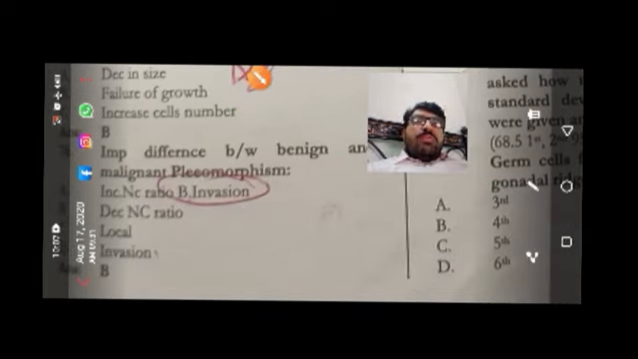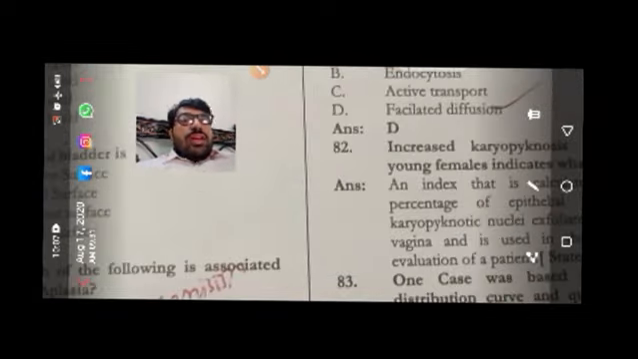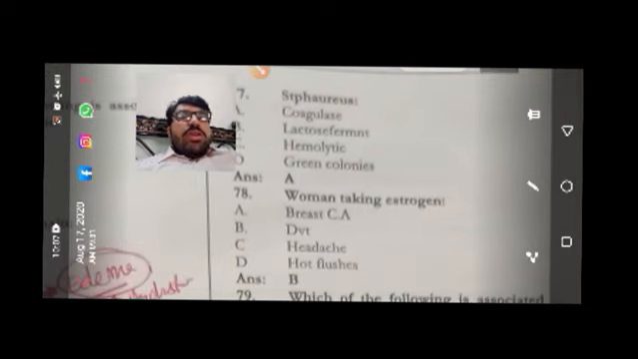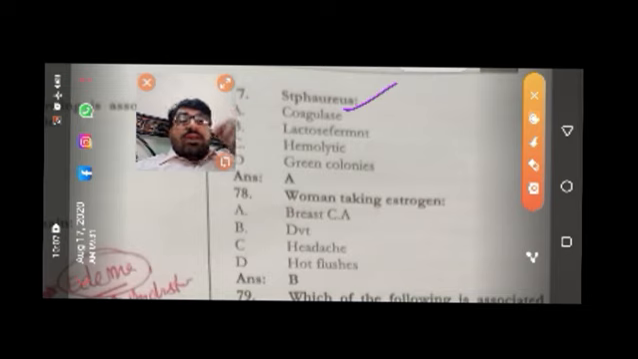Important difference between benign and malignant: invasion is a very important thing. Invasion or metastasis. Staph aureus, well, I have declared it in my second or third video regarding the ischia pink, that it is catalase positive and it is coagulase positive. The strep pneumoniae is catalase negative, and the other two organisms related to coagulase negative are Staphylococcus epidermidis and Staphylococcus saprophyticus.